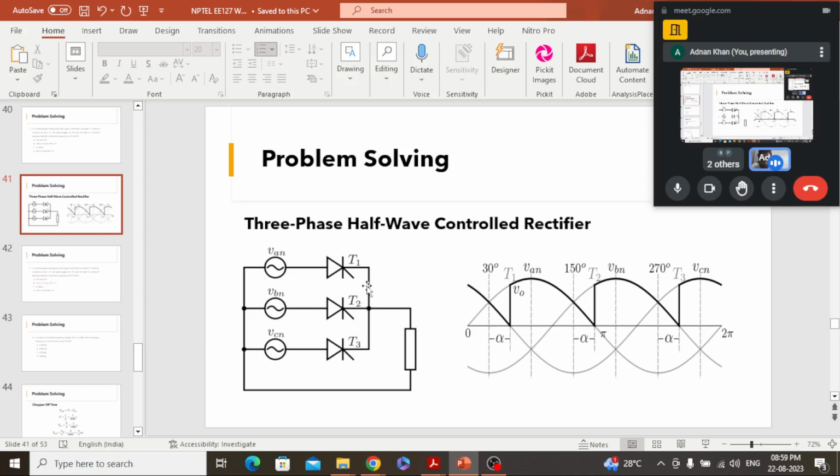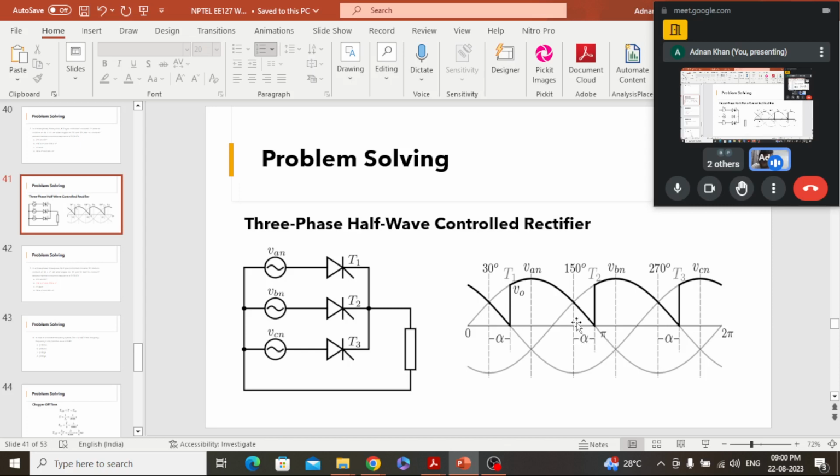They will start conducting after we give a gate pulse to them, which is given after some angle, n degree. In the question here I have represented it by alpha. So T1 had to conduct from 30 degree, but now we are giving the pulse at alpha degree, so it starts conducting from alpha, and the output voltage will be like this. Now T2 had to conduct at 150, but we haven't yet given the pulse to it. Therefore VA is still higher, and this will conduct up to this point.